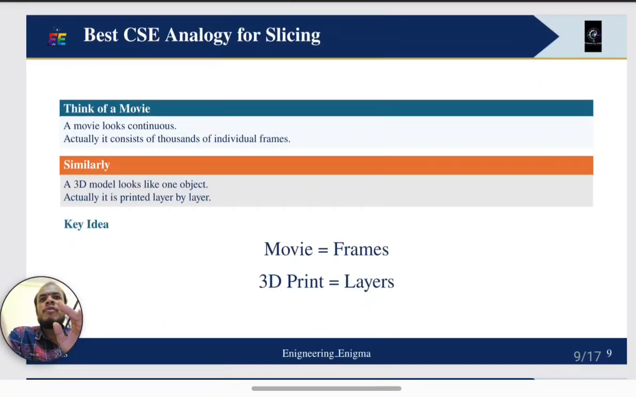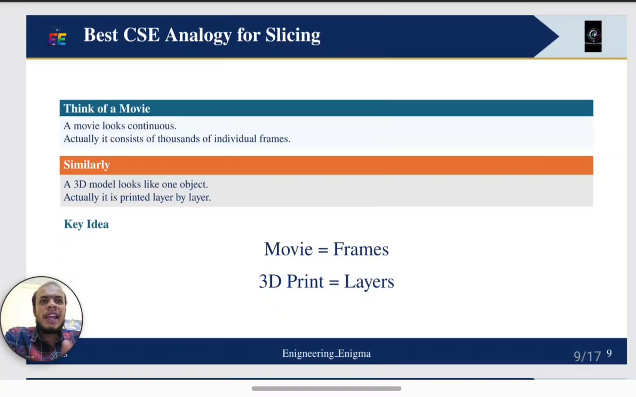So the slicing software creates instructions for each layer. Students often ask, why do we slice the model? Because printers work layer by layer. Imagine asking someone to build a 20-floor building. Would they construct all 20 floors at once? No, right? They build floor 1 first, then floor 2, then floor 3. Similarly, the printer prints layer 1, layer 2, layer 3 and so on. So this is called slicing.